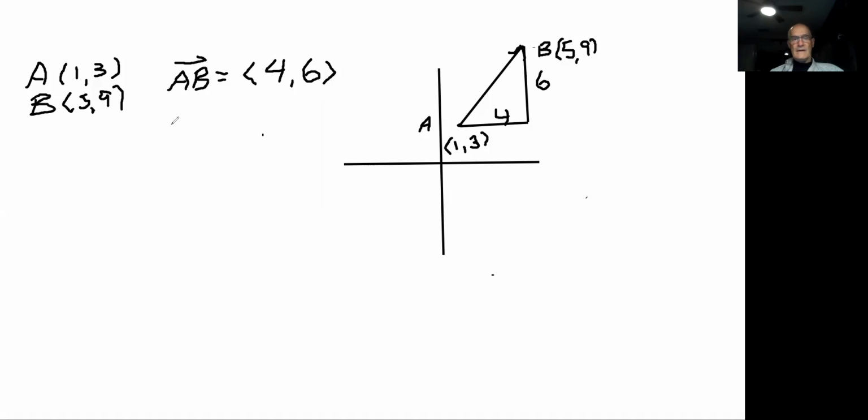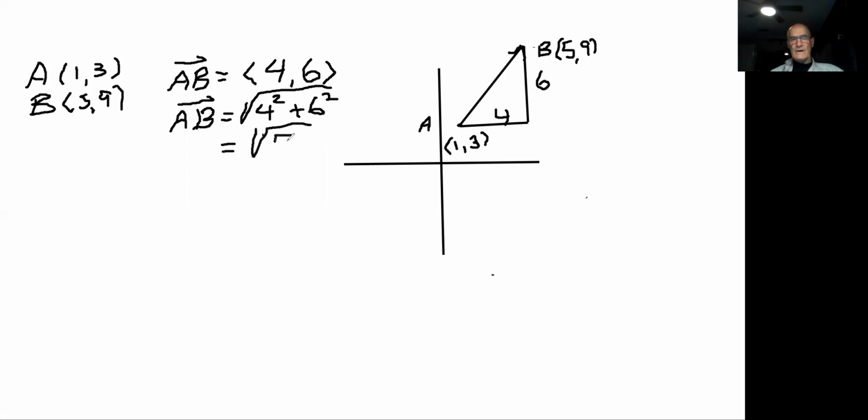Now, if we want to get the magnitude of vector AB, the magnitude is just the length of vector AB. So it's just like the Pythagorean theorem. We would have the square root of, if you do it from the picture or from the vector here, it would just be 4 squared plus 6 squared. So that's 16 plus 36. So the magnitude of vector AB is the square root of 52.